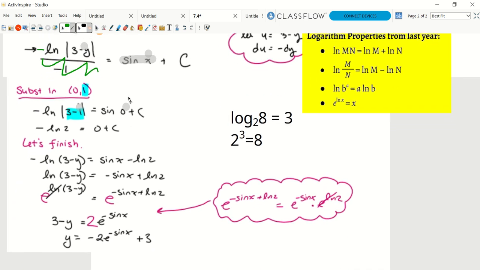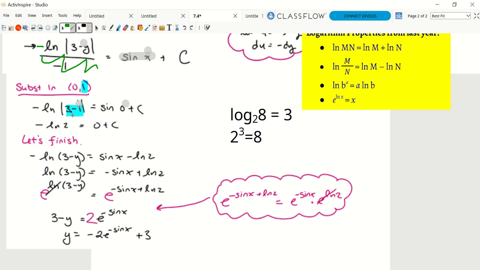Okay? We're going to solve backwards. 3 minus 1 is 2. Sine of 0 is 0. And I get negative ln of 2 for c. Does that make sense? So what used to be c becomes negative ln of 2. Are you guys with me?